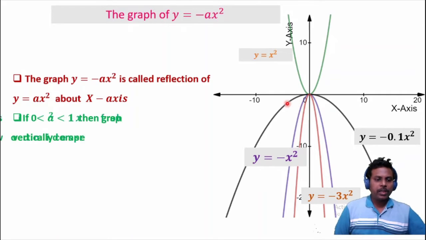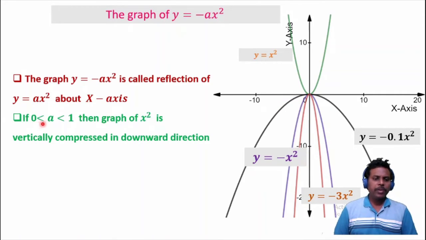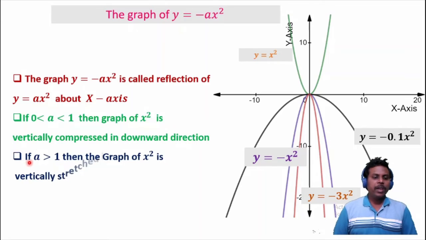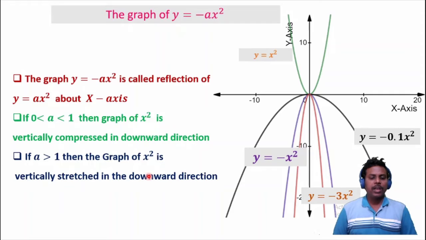And the next point is, as we have seen, if a lies between 0 to 1, the graph of x square is vertically compressed in the downward direction. In the last slide also we have noted down this point, but there it was happening in the upward direction, now it is happening in the downward direction. The next point is, if a is greater than 1, the graph of x square is vertically stretched in the downward direction. Hope you have understood this point.